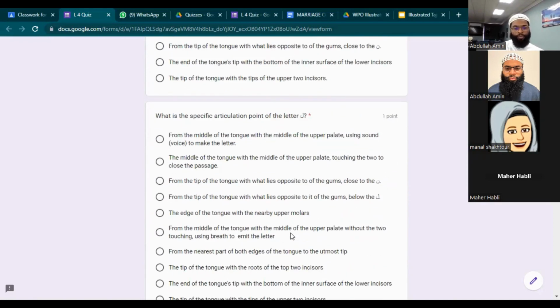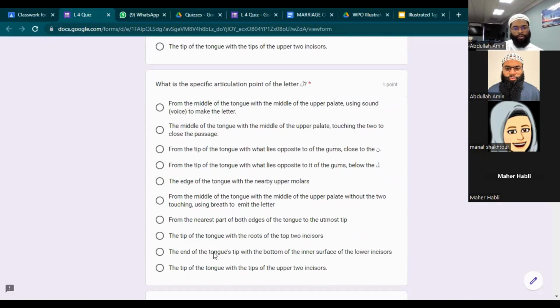The specific articulation point of the lam is from the where? MashaAllah, we have a good amount of people online. Is it from the middle of the tongue, the lam? No, the tip of the tongue? From the edge of the tongue? The middle of the tongue? The edge of the tongue. Right. Is from the nearest part of both edges of the tongue to the utmost tip. So this part of the tongue, that part of the tongue. Right. Tip of the tongue, from the nearest part of both edges.